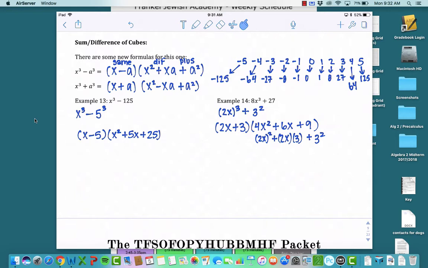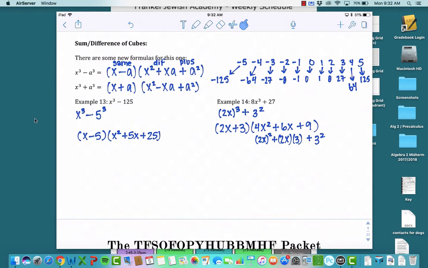So again, some of you are going to look at these examples and be like, great, I had no idea what just happened. But those are memorization formulas. Unfortunately, other than the same, different, plus, I have no other tips for remembrance besides that.